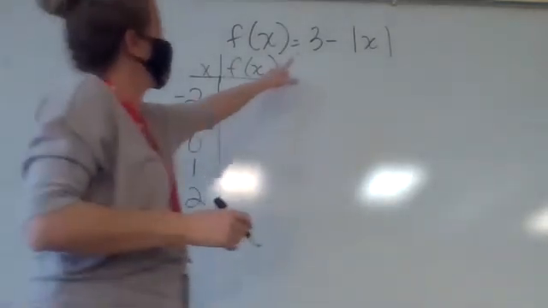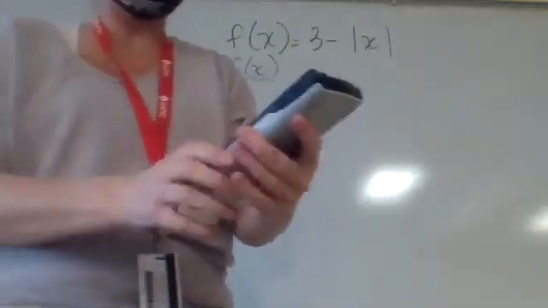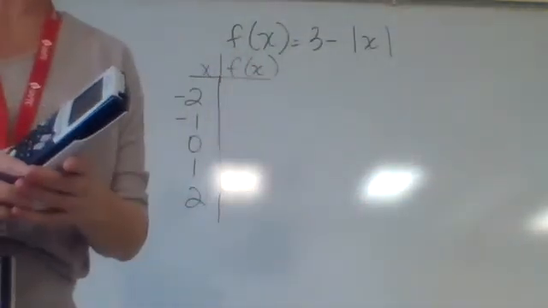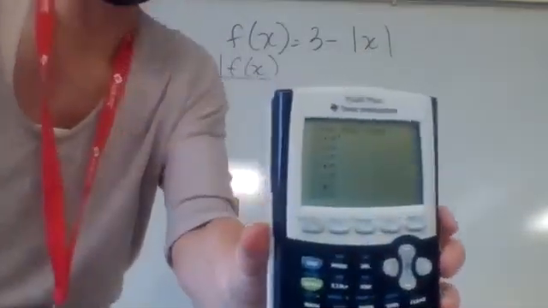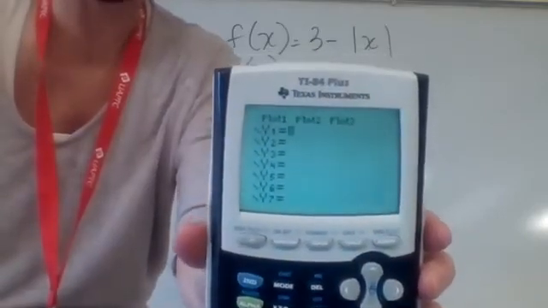So what do I need? I want to point this out. You're going to go to your calculator, go to your y equals again, because I don't want to do all the math on my own. Clear it out. And I want to type in 3 minus the absolute value of x.